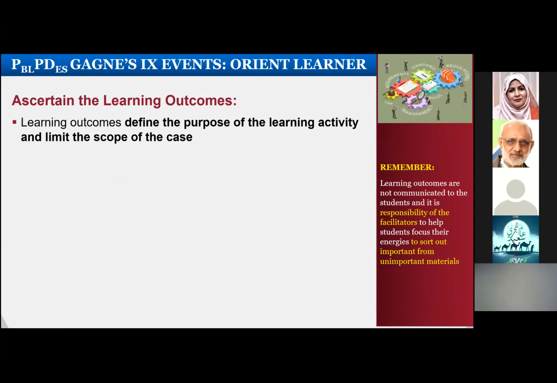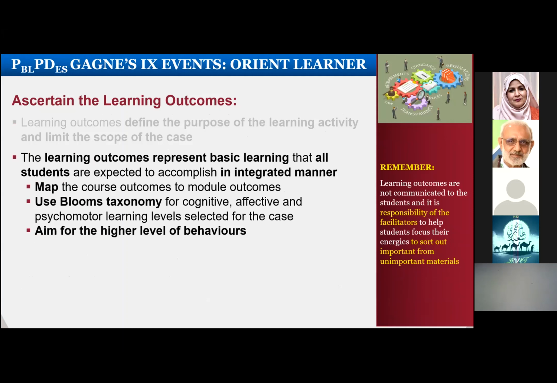Ascertain the learning outcomes. The learning outcomes define the purpose of the learning activity and limit the scope of the case. The learning outcome represents the basic learning that all students are expected to accomplish in an integrated manner. Map the course outcomes to the module outcomes because you are going to develop PBL packages for each module. So you should be aware of the module outcomes and use Bloom's taxonomy for the cognitive, affective, and psychomotor learning level selected for the case.